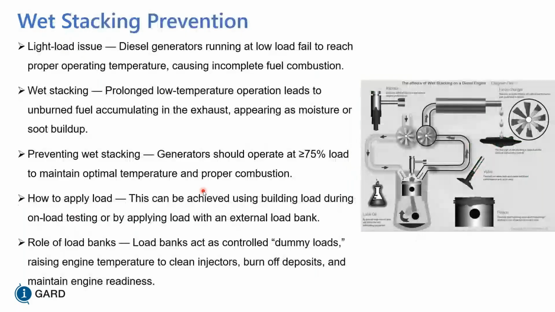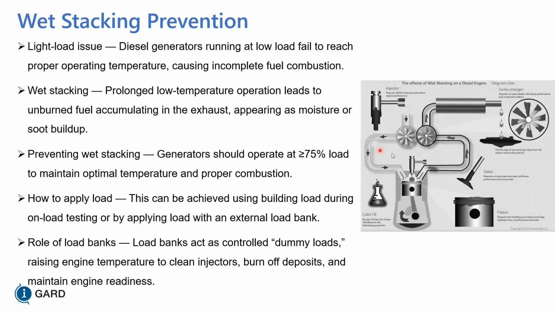So we have wet stacking here. Basically, diesel generators running at low load fail to reach proper operating temperatures, causing incomplete fuel combustion. I'm not sure what this graphic means, but basically it says if you don't have the right temperature, you may not necessarily have the efficiency that you need coming out of the generator for it to work optimally. And we want it to work optimally.